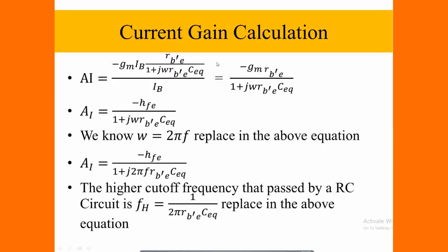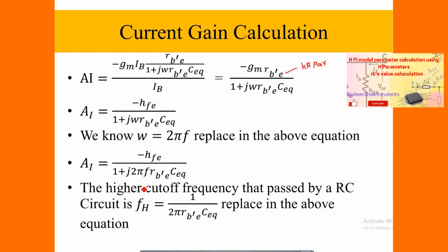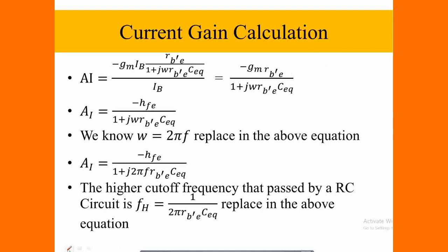Now we know that gm into rb'e is the hfe. The same has been discussed in the previous lectures. Please go through the same; I am providing the corresponding link over there. The calculation of rb'e, please follow the corresponding link in the description box. There we know that gm into rb'e is the hfe.